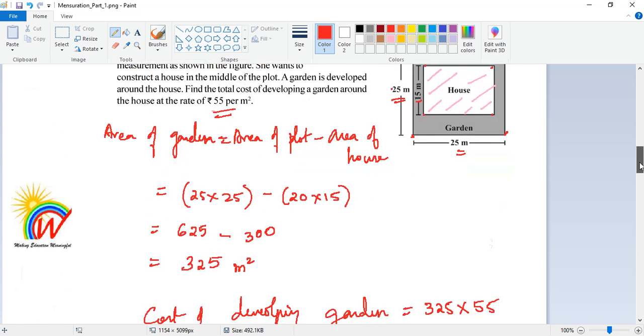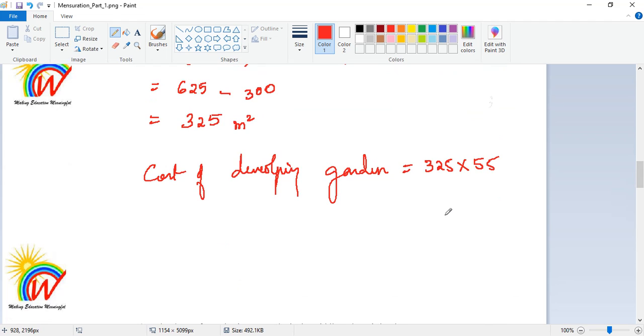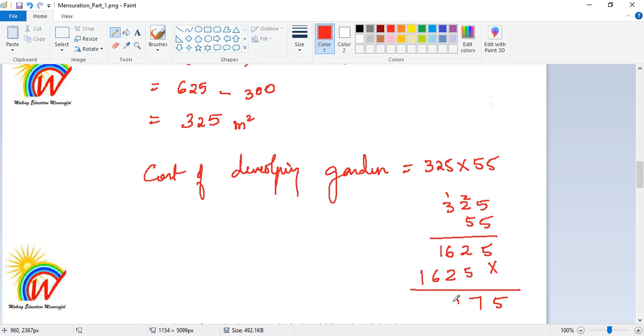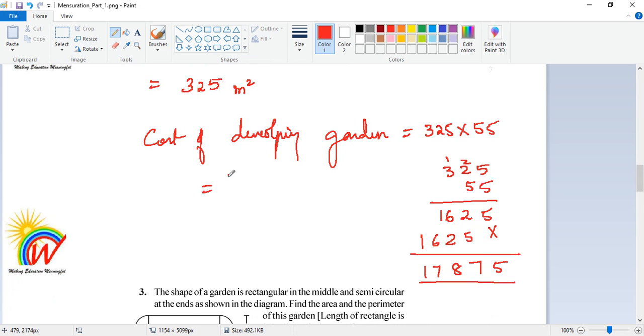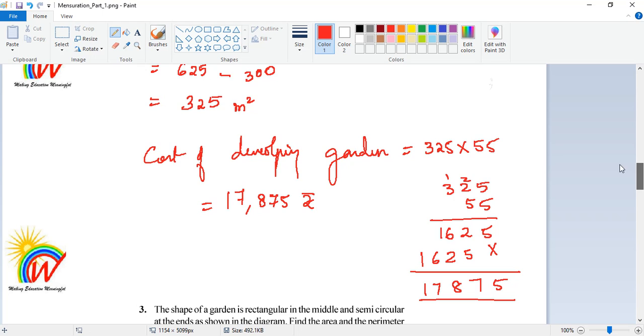So you can just multiply it. How will you multiply this? 325 into 55. 5 5s are 25, 5 2s are 10 and 2 is 12, 5 3s are 15 and 1 is 16, and then you get the rest again. So you are going to spend 17,875 rupees to develop 325 meters square. You can check the calculation once again.